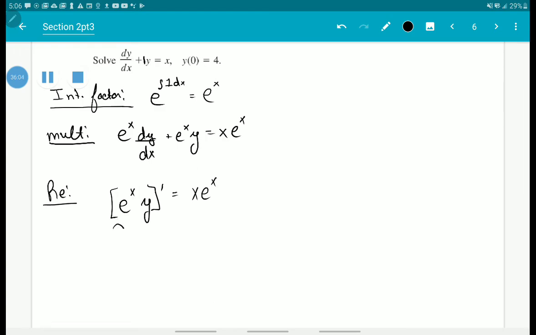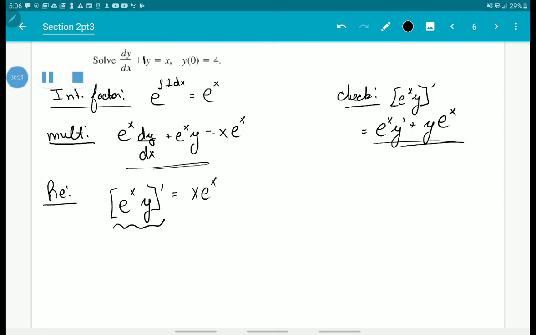This is where we would check. So if we were to take the derivative of this, product rule says it's first times derivative of the second plus second times derivative of the first. That is the same thing we have here. So we know that we have written this correctly.